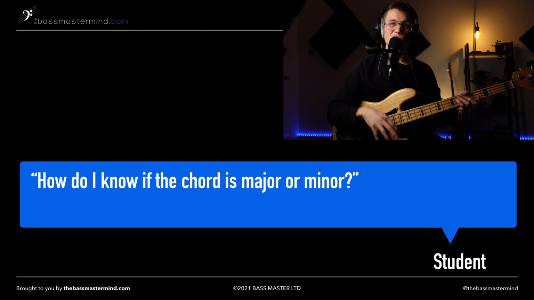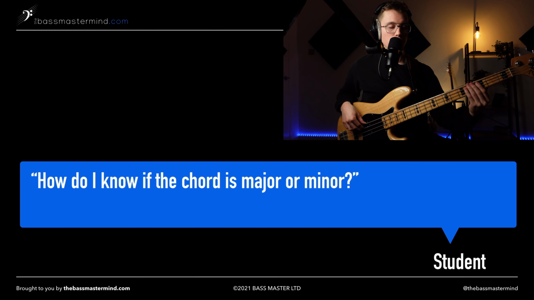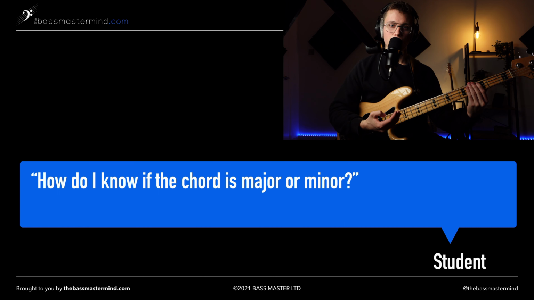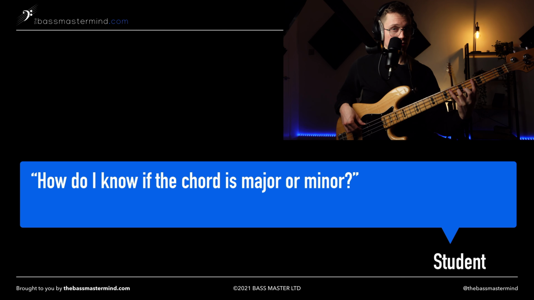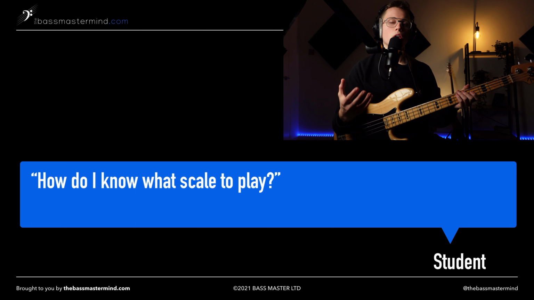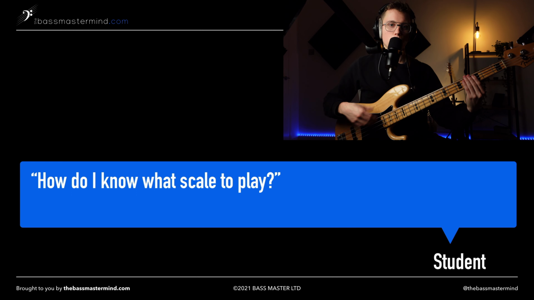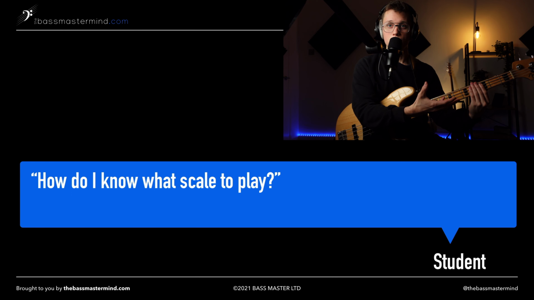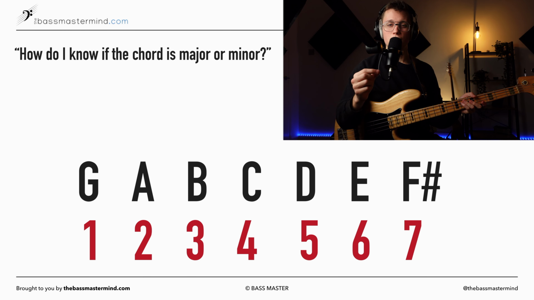At this point, I usually get 2 questions. Question number 1 is, how do I know if the chord is major or minor? So if you're on the 4 chord in G major, which is a C, how do you know if this C chord is major or minor? And the second question is, how do I know what scale to play on any given chord? So again, if I'm on the 4 chord, the C, what scale do I play over that chord? Well, there's the theoretical way of explaining the answers to those 2 questions, and there's the quick and easy way. As I don't want to make this video super long, I'm just going to give you the quick and easy way to figure this out.